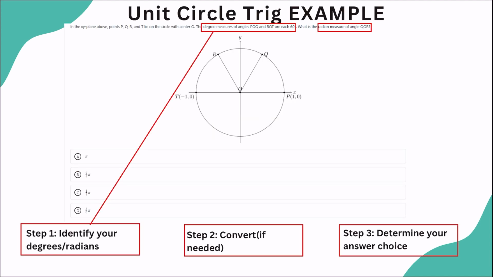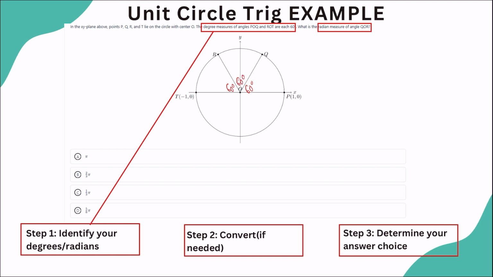So here's an example. It tells us in the xy plane above, points P, Q, R, and T lie in the circle with center O. The degree measures of angles POQ and ROT are 60 degrees. What is the radian measure of angle QOR? Okay, so we know that POQ is going to be 60 degrees. We also know that ROT is going to be 60 degrees. And since these are supplementary angles, we have a straight line, we know that the sum of the three angles here has to equal 180 degrees. And so the measure of QOR is also going to have to be 60 degrees.